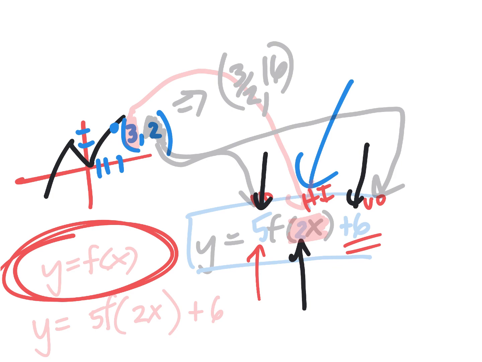Process that for a minute. The x had to do with the inside. The y had to do with the stuff on the outside. And the stuff on the inside, we didn't trust it. Otherwise, that 3 times 2 would have made a 6. This was not a 6 because we didn't trust the stuff on the inside.